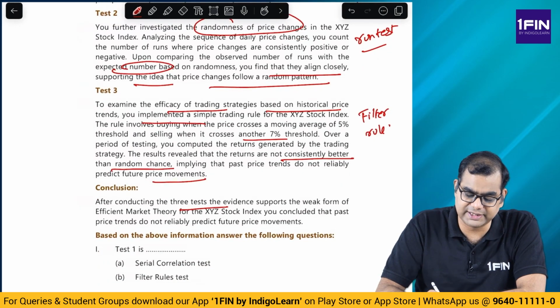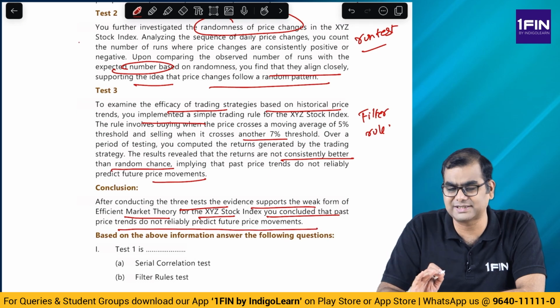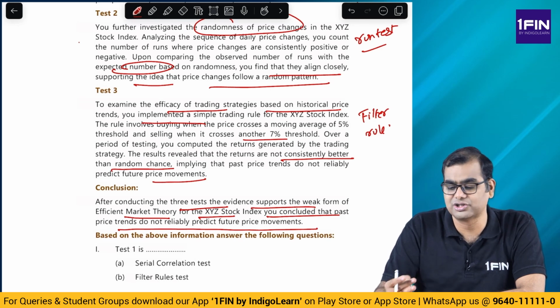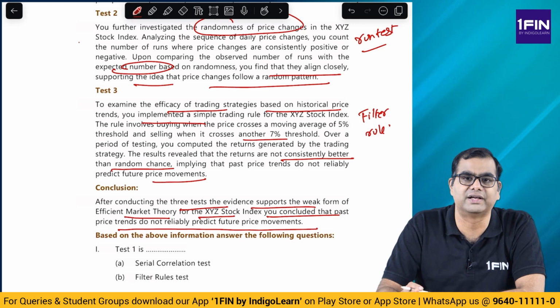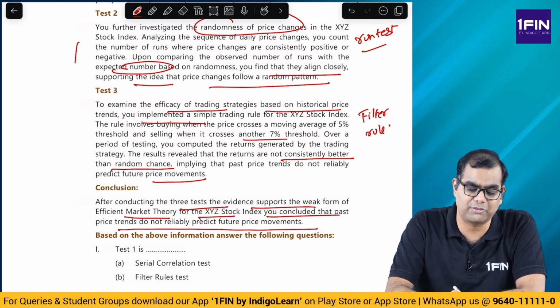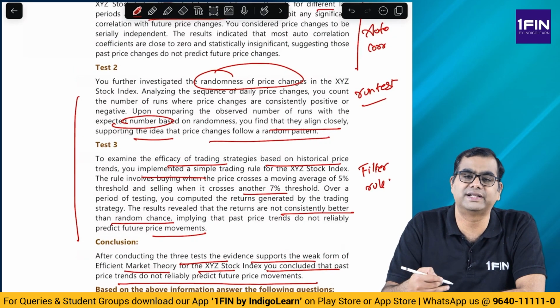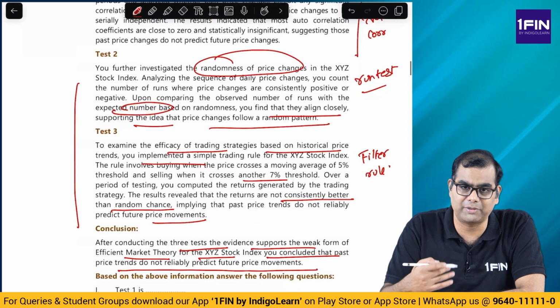After conducting the 3 tests, evidence supports the weak form of efficient market theory for XYZ stock index. You concluded that the past price trends do not reliably predict future price movements. So, past is not a reliable predictor of future. We have 3 forms, right? Weak form of market efficiency, semi-strong and strong. Strong reflects public and private information, semi-strong reflects all public information, and weak form, if it is at least weak, then it exhibits a certain amount of randomness, which is explained. That is, if you do all these 3 tests, you figure out that they are random and they are not connected, or the data points are not connected.